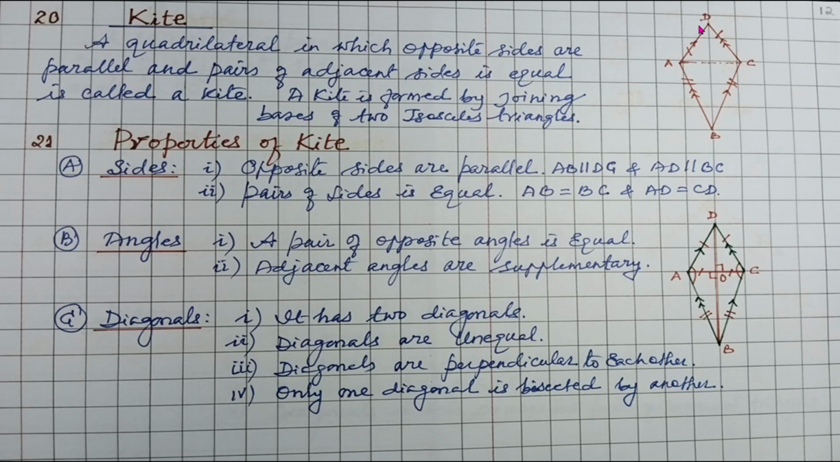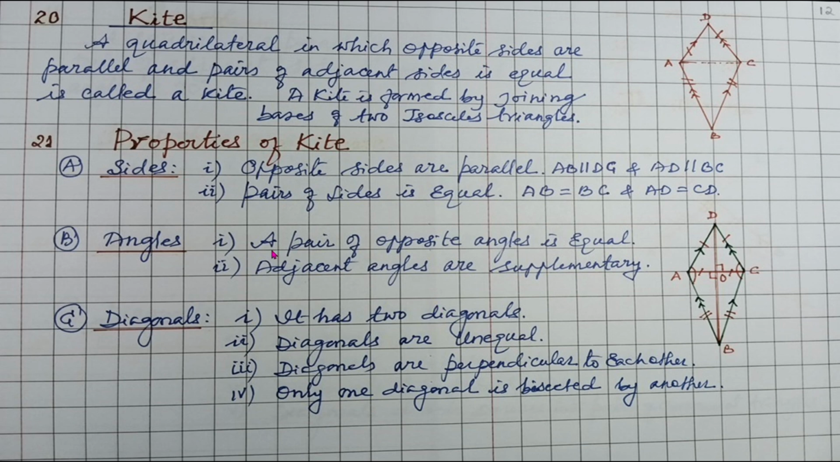What does that mean? Now we have 2 isosceles triangles here. ADC is one isosceles triangle, ABC is another isosceles triangle. If we join these 2 isosceles triangles at their base, then we get a kite. Remember that. Now the properties of kite. In terms of sides, opposite sides are parallel. We have got AD parallel to BC, AB parallel to DC, and the pair of adjacent sides are equal. We have got AD equal to DC and AB is equal to BC.